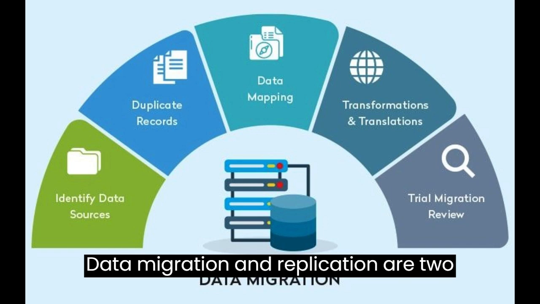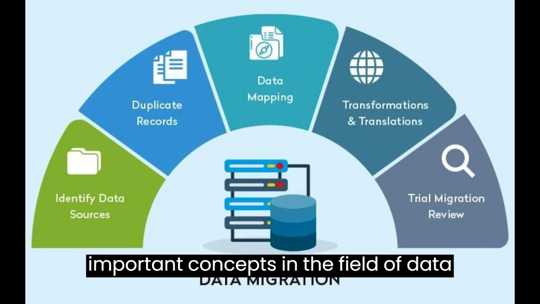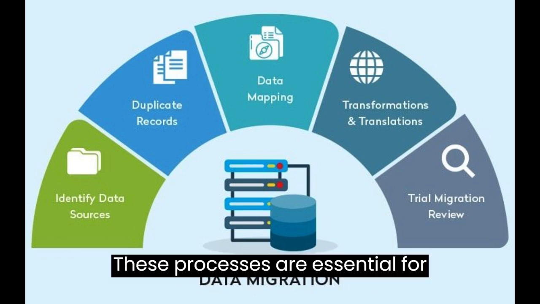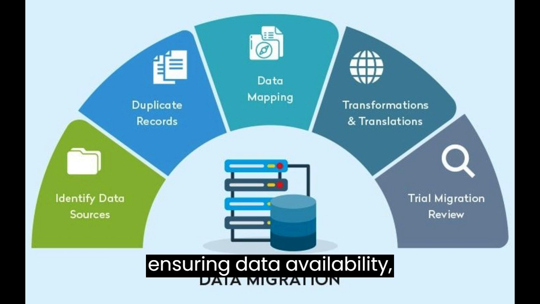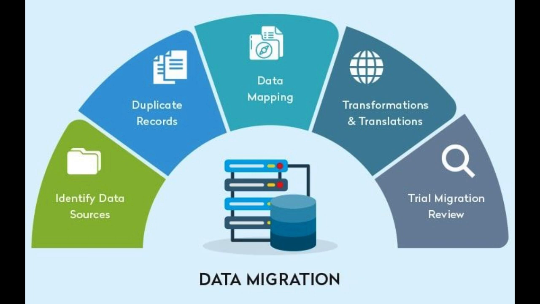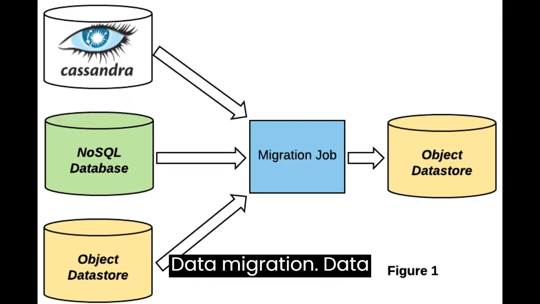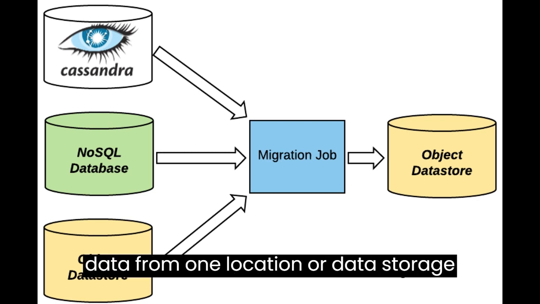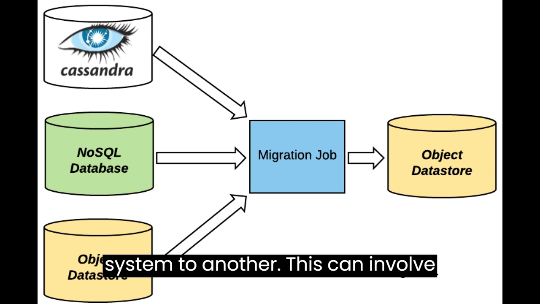Data migration and replication are two important concepts in the field of data engineering, particularly when dealing with databases and data storage systems. These processes are essential for ensuring data availability, consistency, and scalability in various data management scenarios. Data migration. Data migration is the process of transferring data from one location or data storage system to another.